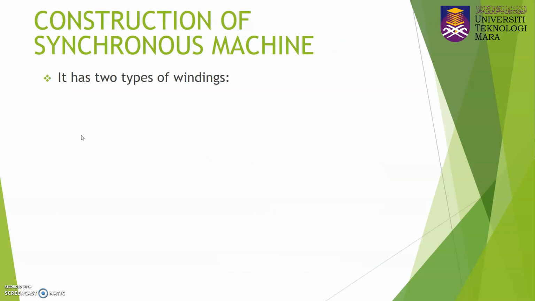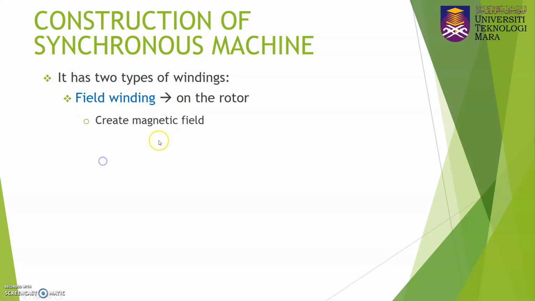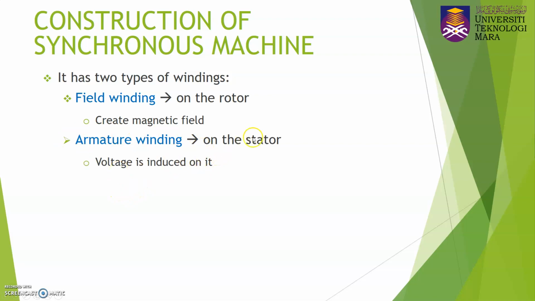For the windings at the stator and rotor, the synchronous machine has two types of winding. The first winding, at the rotor side, we call the field winding, and the field winding will create a magnetic field. The stator part we call the armature winding. Basically, the voltage will be induced on the armature winding.